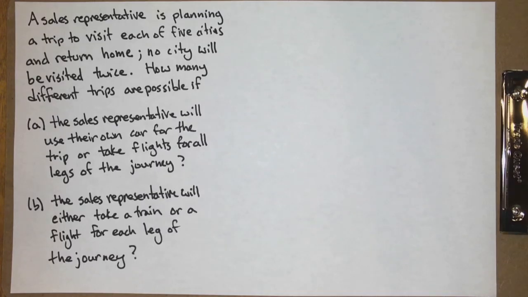So here's a problem. A sales representative is planning a trip to visit each of 5 cities and return home. No city will be visited twice. How many different trips are possible if, and there's 2 scenarios, so we'll work through A first. If A, the sales representative will use their own car for the trip, or take flights for all legs of the journey. All right, so let's think about this.